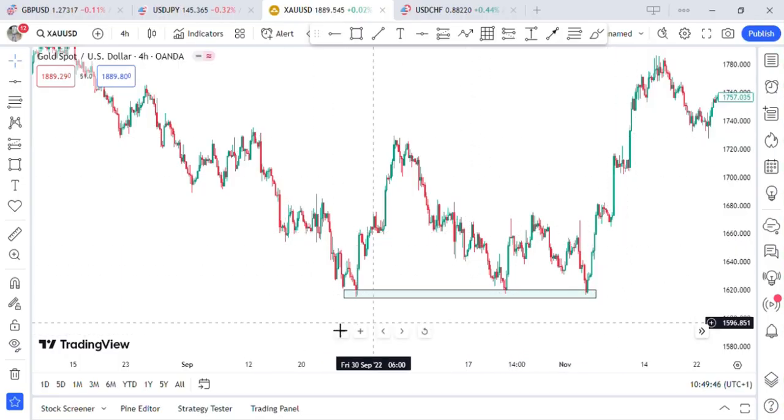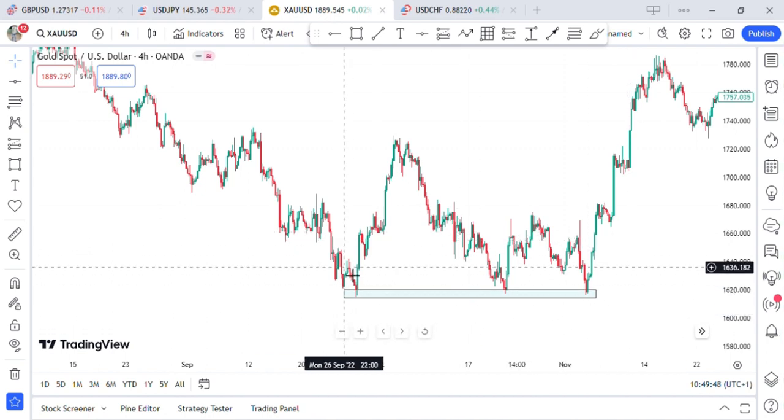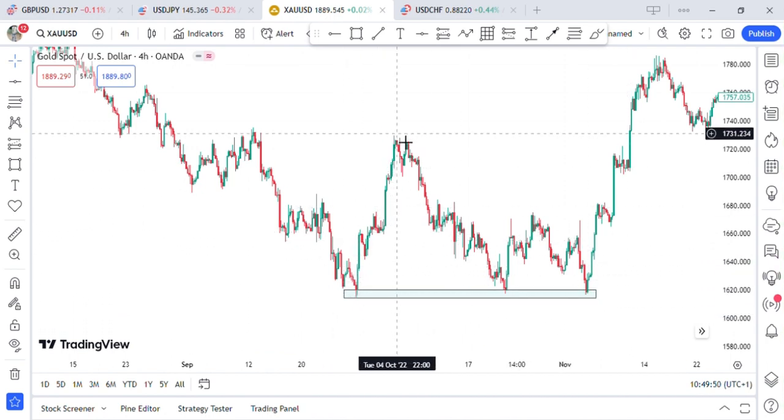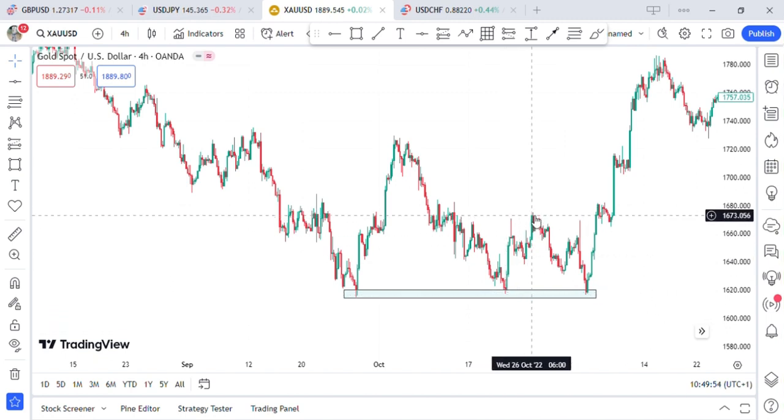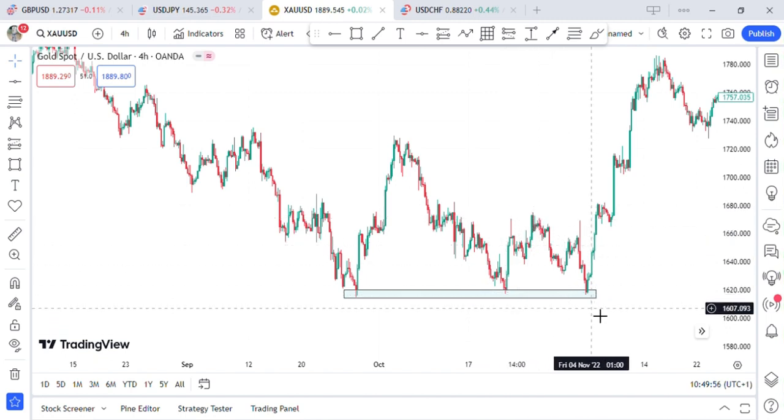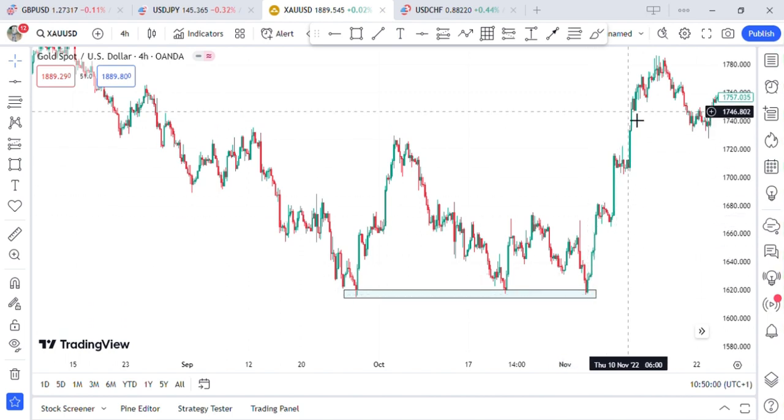So this triple bottom right here. You can see price got to this price level and then went back up and also retested the same price level. We have a little bullish movement before getting to the same price level the third time, and before having a nice bullish movement.